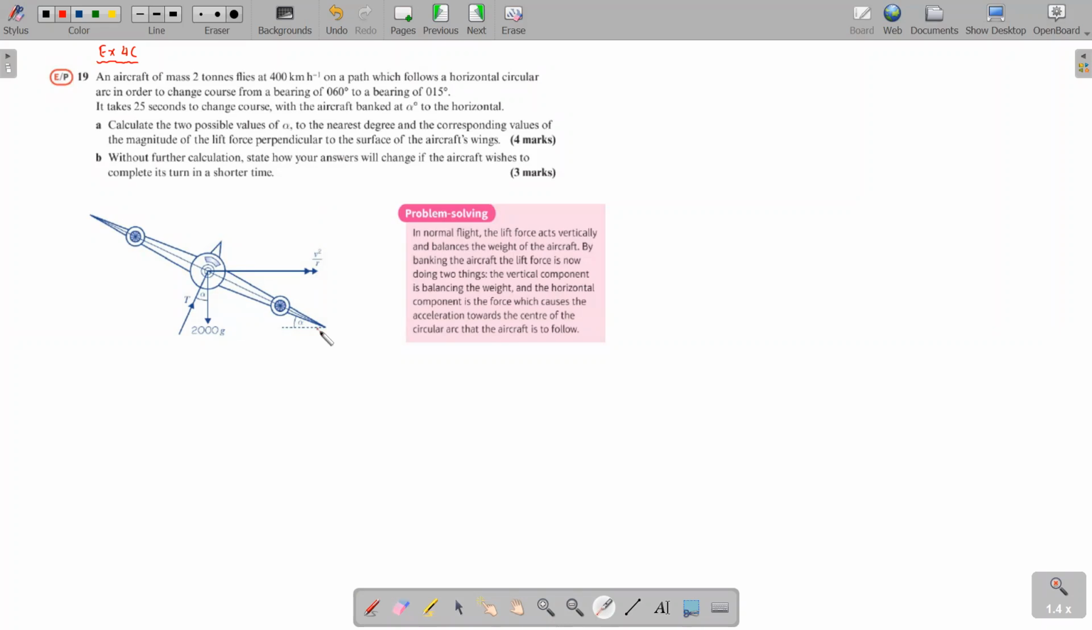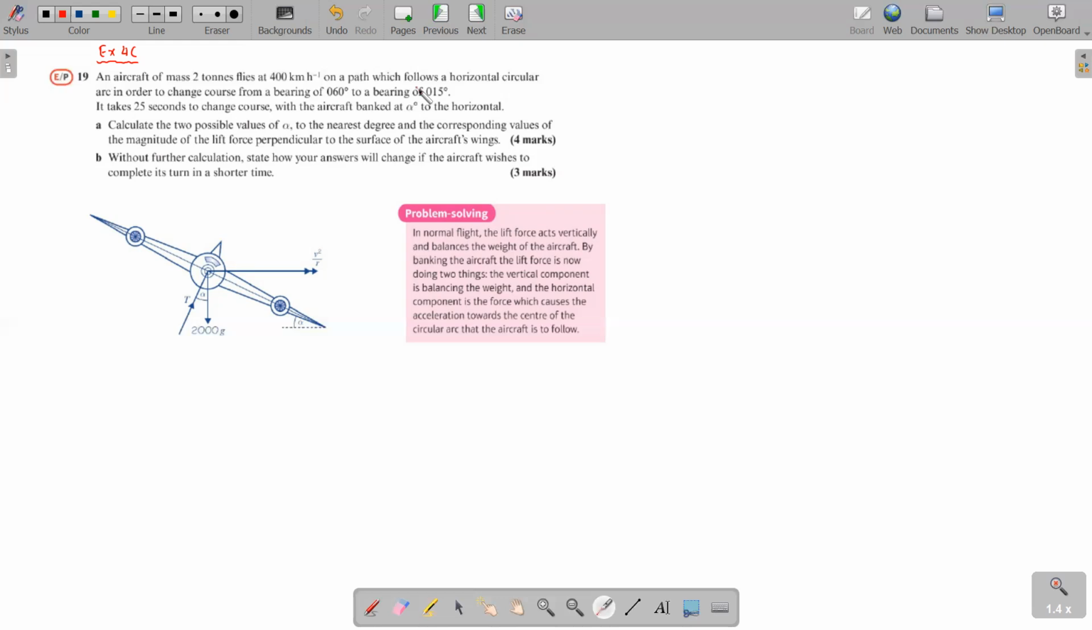We always have vertical equilibrium. The object will always be in vertical equilibrium, and you'll always have to use F equal ma towards the center. All right, so here they say this particular aircraft follows a horizontal circular arc. Can you see? So that's where you have the circular motion, and it's following this circular arc to change the course from a bearing of 60 to a bearing of 15. So it's only following the circular path from 60 degrees to 15 degrees. So that's the path where it follows the circular motion. Okay, so that's one thing you need to know.